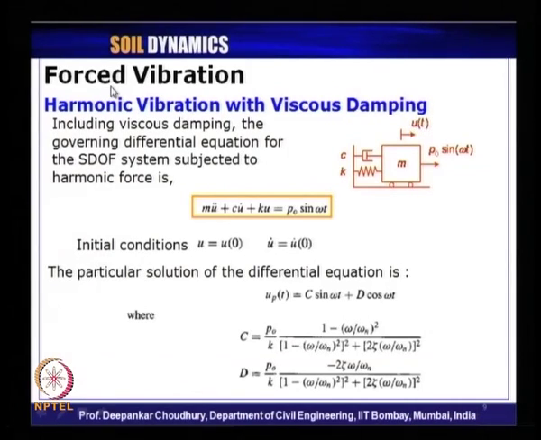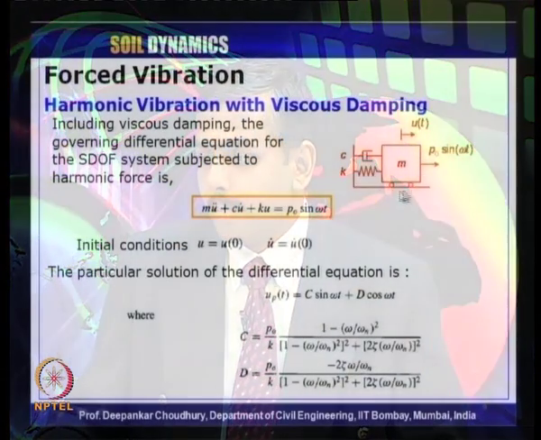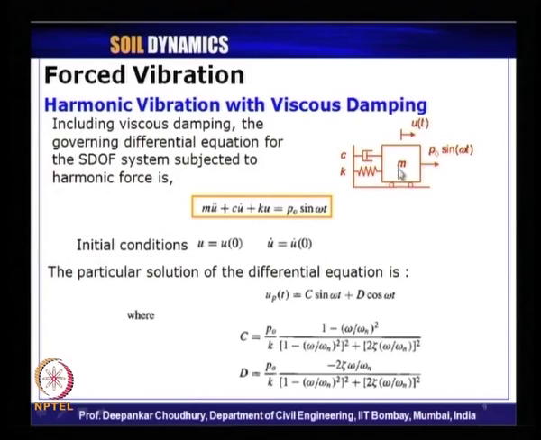In free vibration, we have solved both the cases of undamped free vibration as well as damped free vibration, and within damped free vibration we got 3 cases: over damped, critically damped and under damped free vibration. Now, we are moving to another major type of vibration, which is forced vibration. In forced vibration, what will be the basic model for the single degree of freedom system?